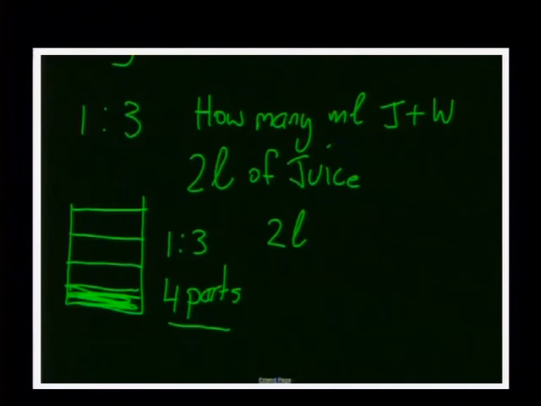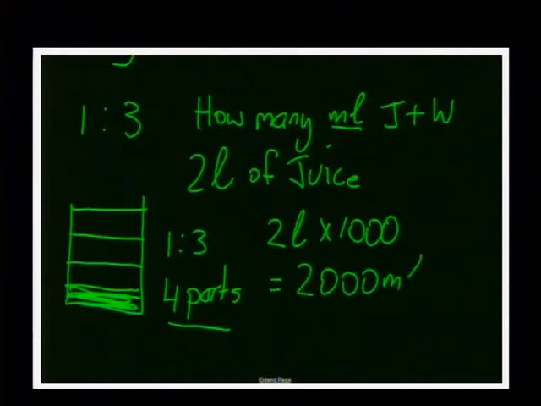So first of all, I've got 2 liters. So I'm going to convert that into milliliters because they want the answers in milliliters. So 2 liters, to get to milliliters, what do we do? We multiply by 1,000. And we end up with 2,000 milliliters of juice. Now I needed 4 parts.